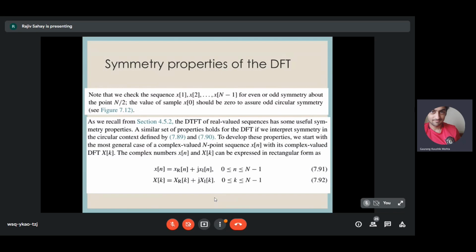And to develop these properties, let us start with the most general case where you have x(n) not as a real sequence but as a complex sequence, and X(k), which is the DFT, is generally a complex sequence. So we have both x(n) as well as X(k) as complex. So we can write the complex number x(n) as x_R(n) plus j x_I(n), n goes from 0 to N-1. Similarly, X(k) can be written as X_R(k) plus j X_I(k).